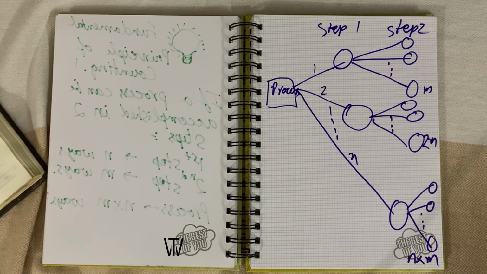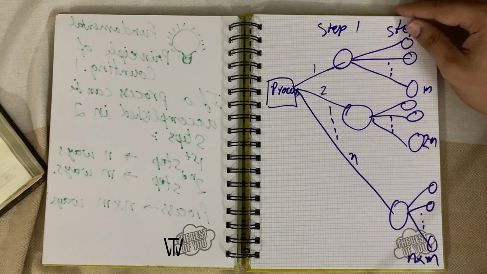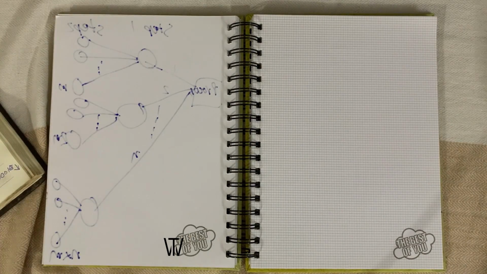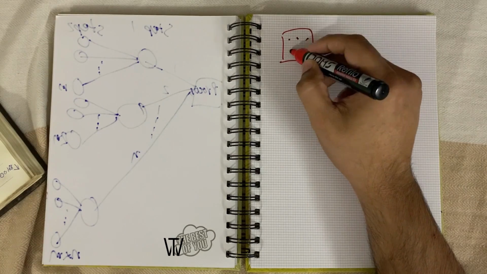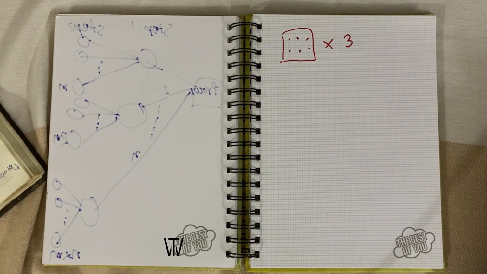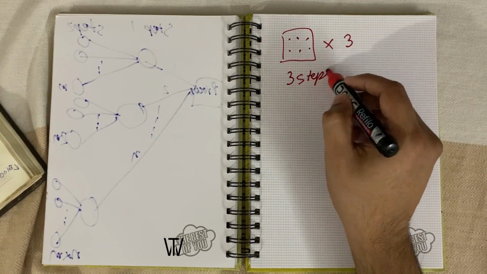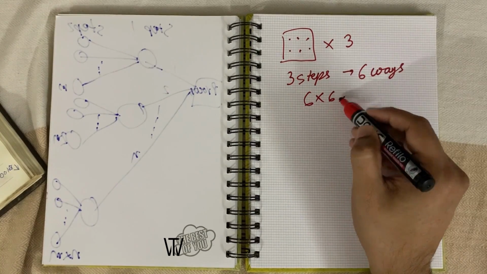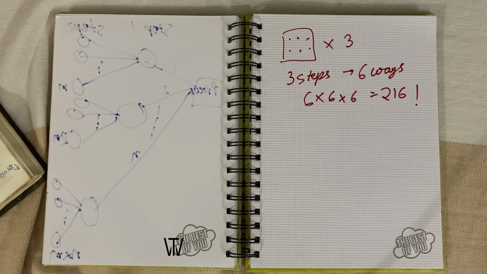This principle can be extended to processes with more than 2 steps. So in the case of the experiment where you roll the dice 3 times, there are 3 steps. Each can be accomplished in 6 ways. So the 3 rolls can be accomplished in 6 times 6 times 6, that is 216 ways. And your sample space has 216 equally likely outcomes.